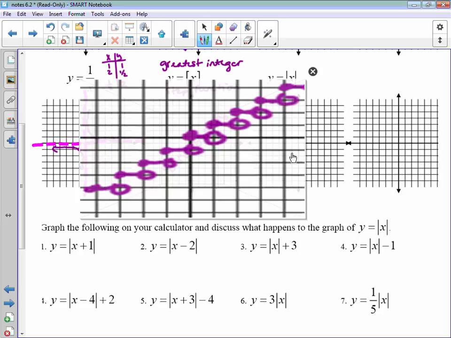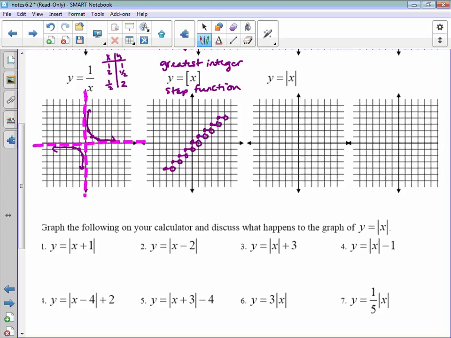This is why it's called the greatest integer function, because your y values are only integers. Do you know what integer means? All numbers, no decimals, so like -2, -1, 0, 1, 2. Okay. Let's go all the way down.